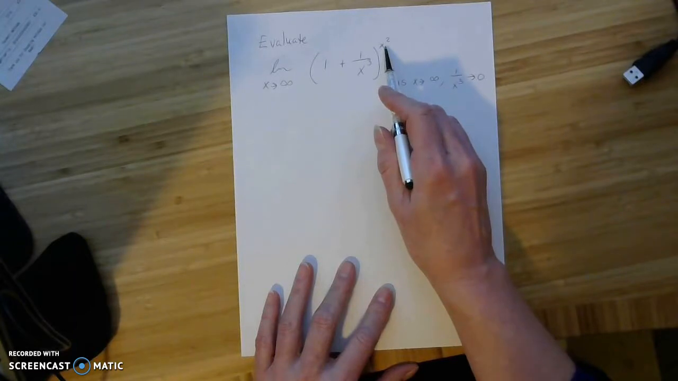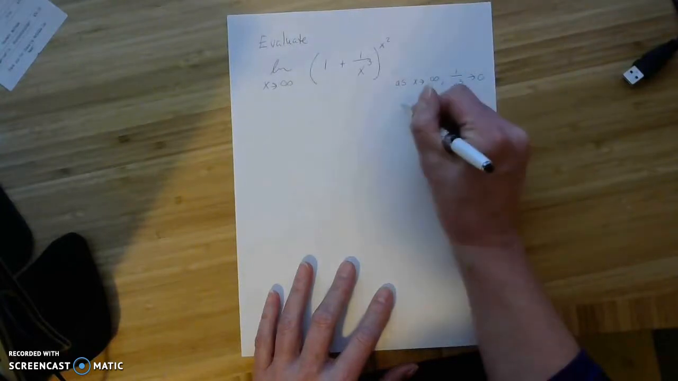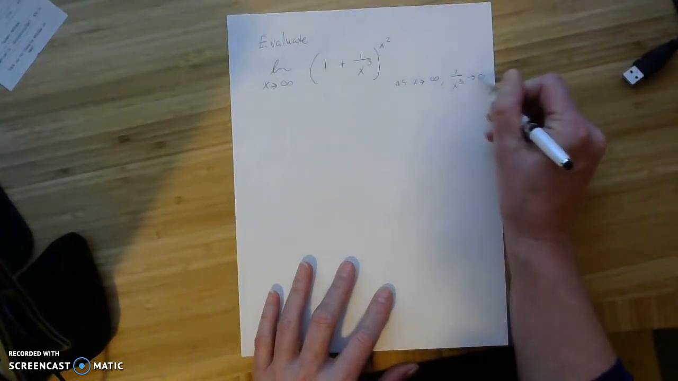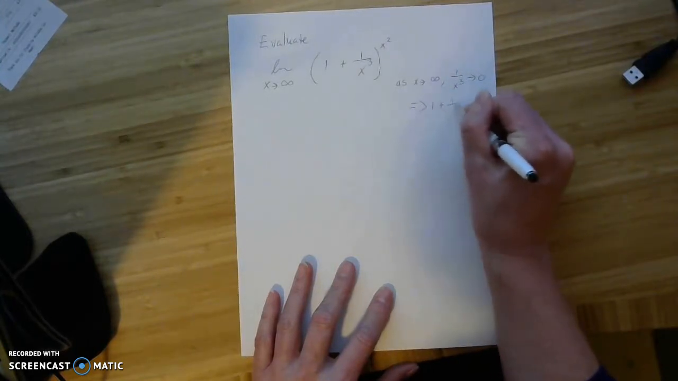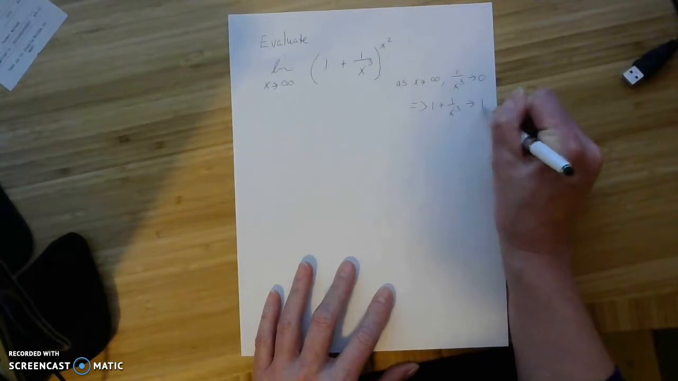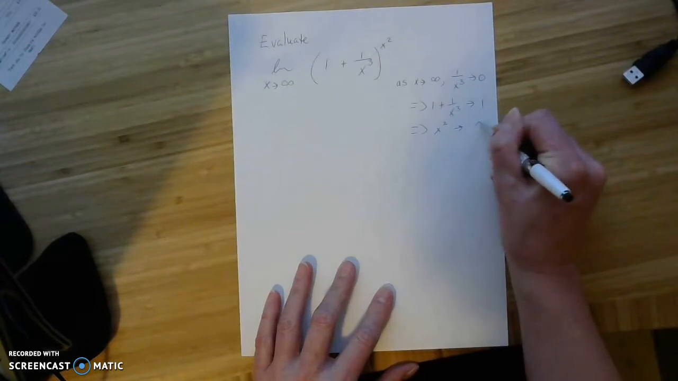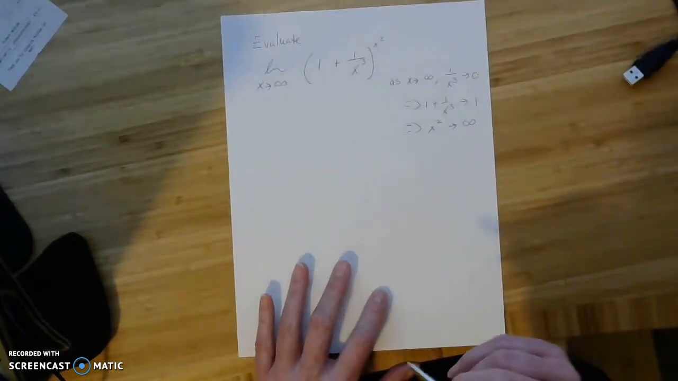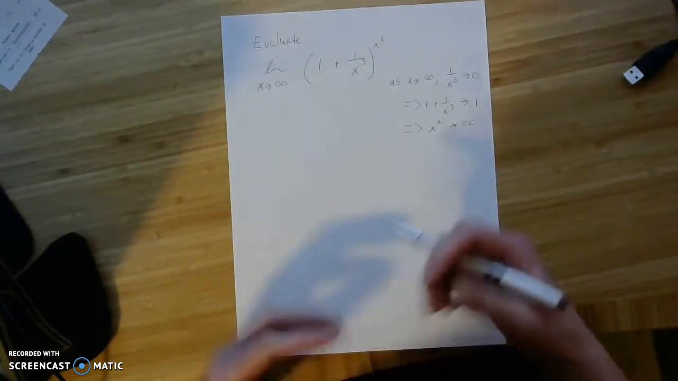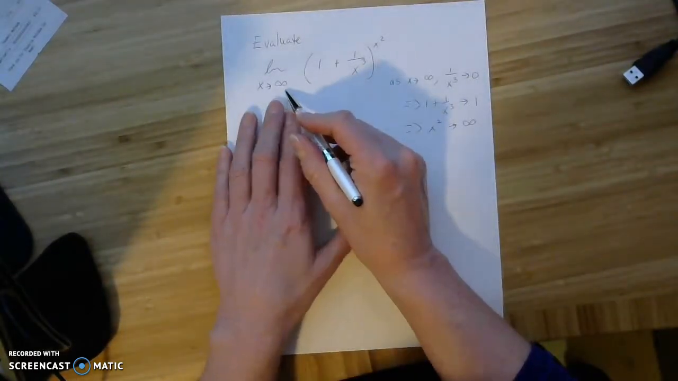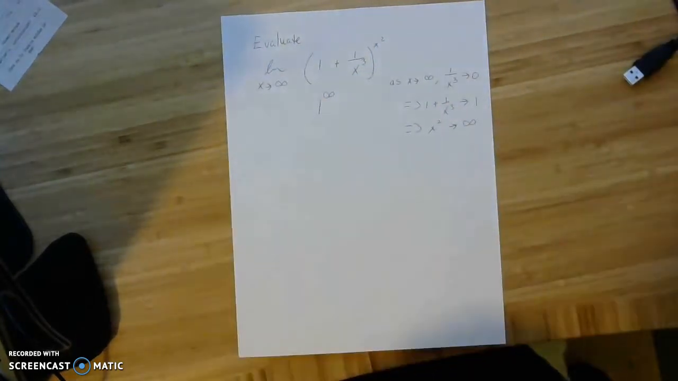Now, in the power, we have x squared. So as x goes to infinity, x squared goes to infinity. As x goes to infinity, 1 over x cubed approaches 0, and that means that 1 plus 1 over x cubed approaches 1. And x squared will blow up and go to infinity. Which means that if I were to plug in the infinity value idealistically, I would end up with something of the form 1 to the infinite power.